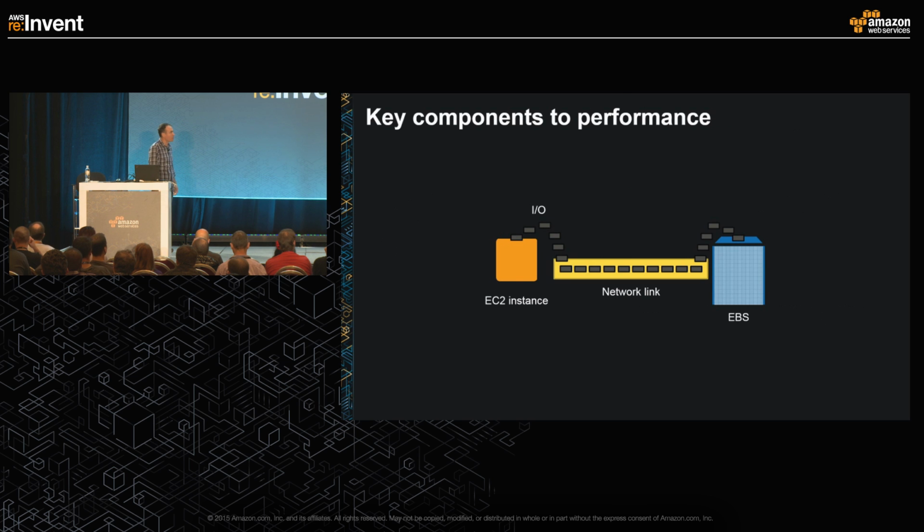So to achieve end-to-end performance optimization, you need to look at these four components. For many of you, this is going to be a review. But let's make sure everybody's on the same page. You have your EC2 instance. That's where your application is running. Your application is submitting I/O, and that I/O is targeted at an EBS volume. To get to that EBS volume, there needs to be a network link in play. And these four key components work together. So to maximize performance, it's important to arrange them into a balanced system.